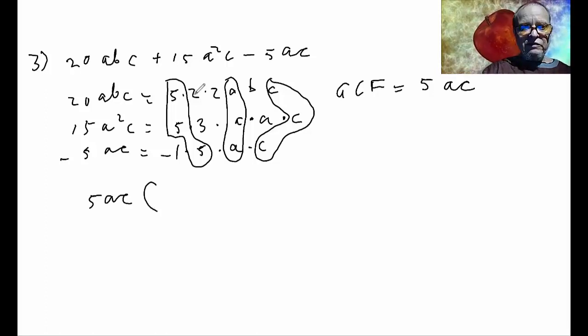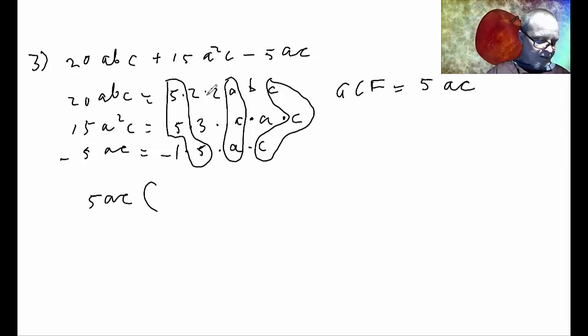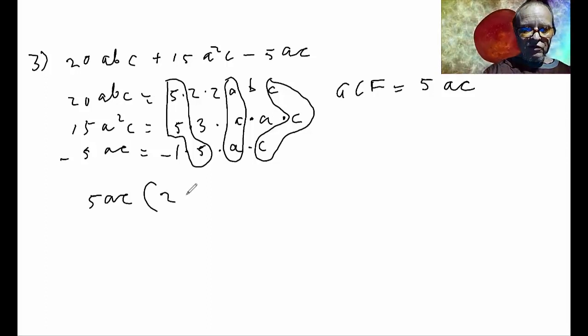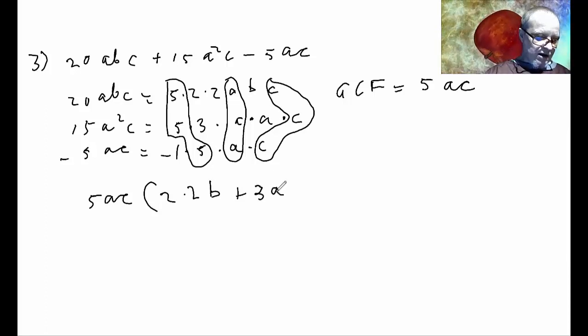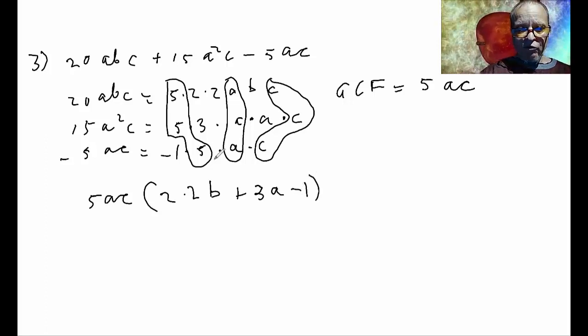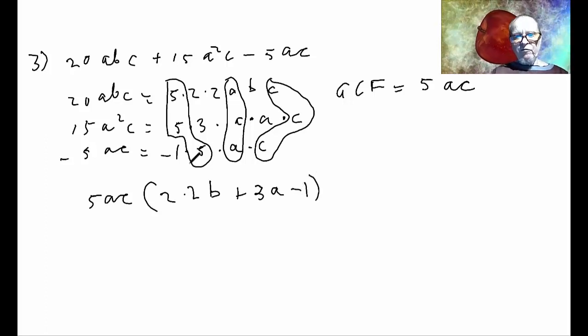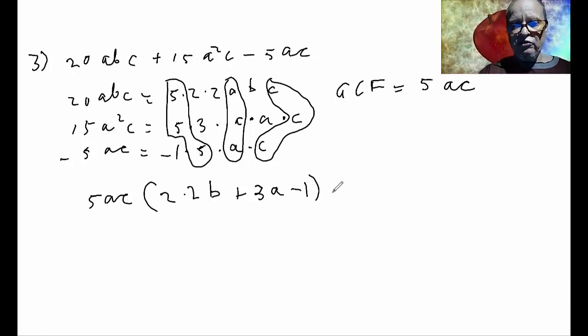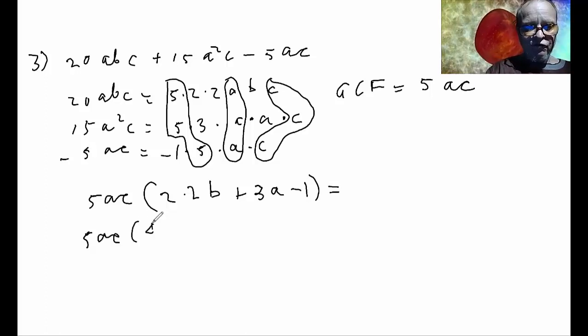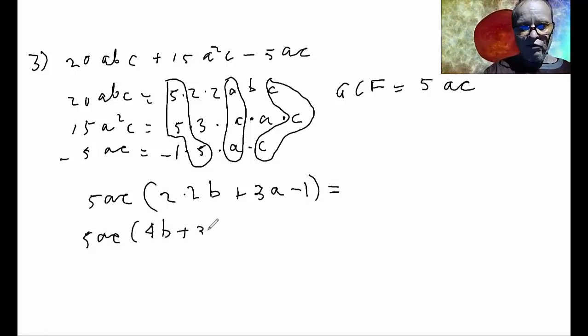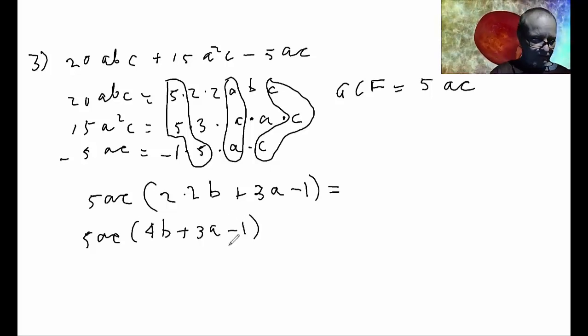And then what's left over in the first term is 2 times 2, which is 4, so we have 4b, plus 3a, and then minus 1. Now remember, the 1 is very important for when you check, to distribute the last term. So we have 5ac times (4b plus 3a minus 1).